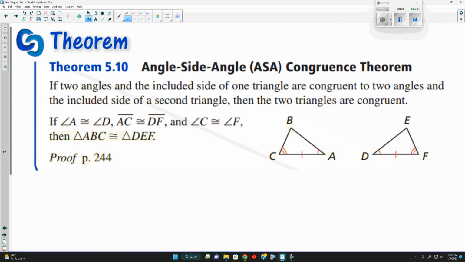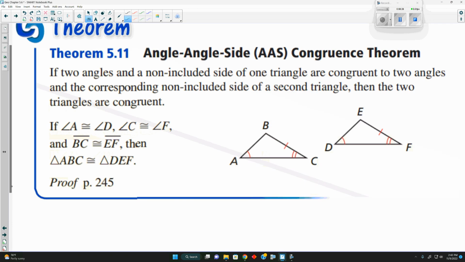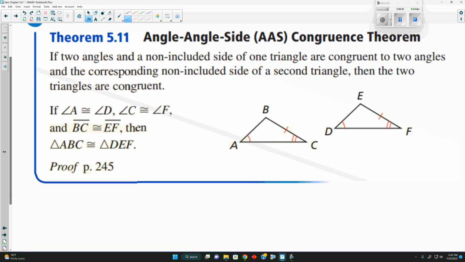The order of the angles matters. And the last one we have is angle, angle, side. Because the set of congruent angles has to match, match, side. We can't have them flipped, because if we had it this way, then it wouldn't work. Because 2, 1, side is not going to be the same as 1, 2, side. The angles have to match up on this one.